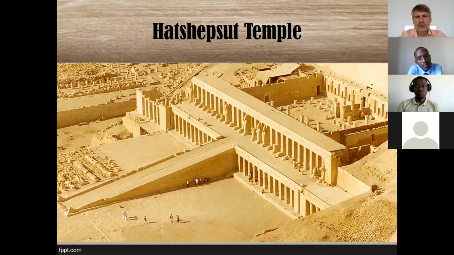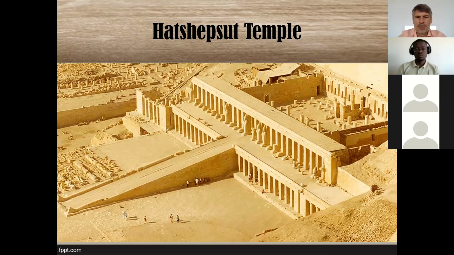So this is also a very famous temple. This is the Temple of Hatshepsut in the Valley of the Kings or Valley of the Queens, and this is her funeral temple. This is the place where she was buried. And sometimes people say that Thutmose III actually helped her to die, but of course it's very difficult now to know exactly what happened at that time.